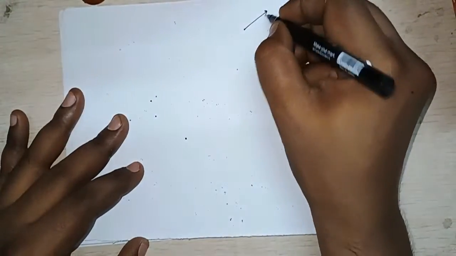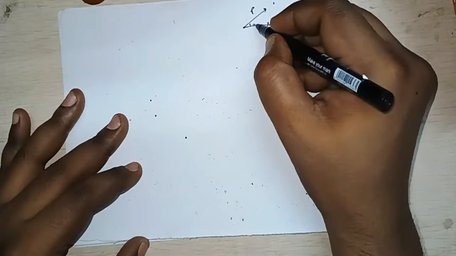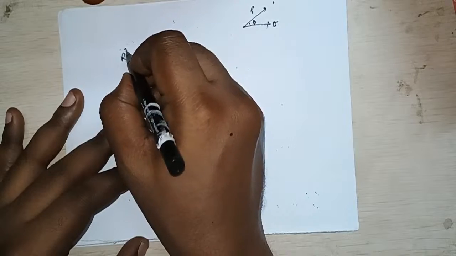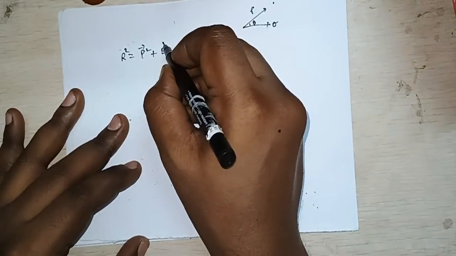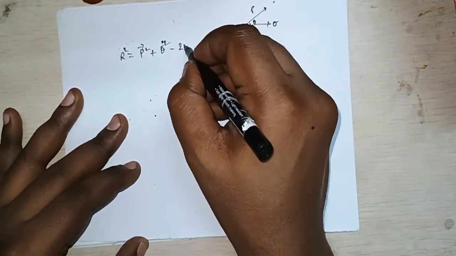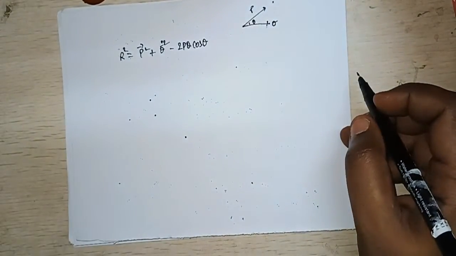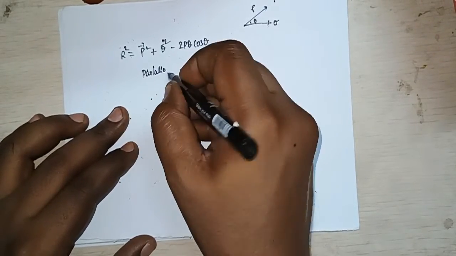If P and Q are two sides of the parallelogram and the angle between them is theta, the resultant is R squared equals P squared plus Q squared minus 2PQ cos theta. This is the parallelogram law.